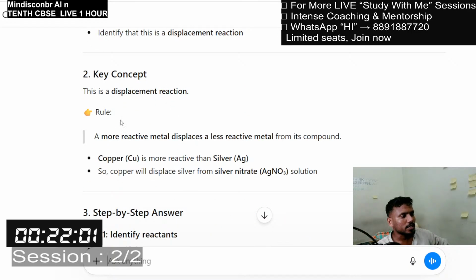So what happens here? This is a displacement reaction. A more reactive metal displaces a less reactive metal from its compound. Since copper is more reactive than silver, we know that silver and gold come at the bottom. We studied a code that says copper saves silver and gold. You remember that reactivity series order? In that, we get the last metals, silver and gold, at the end. So silver is less reactive than copper, or copper is more reactive than silver. So copper displaces silver from silver nitrate solution.